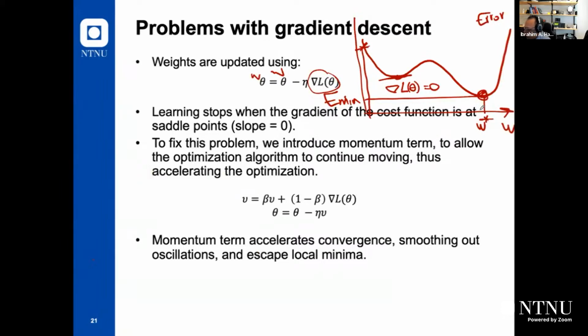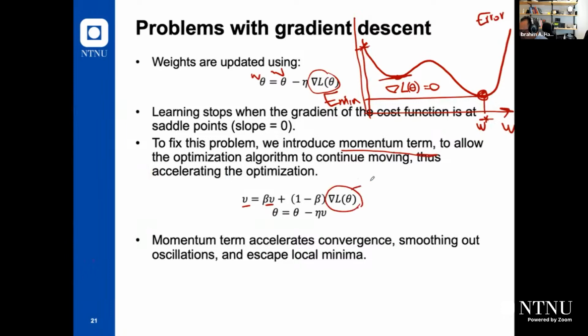And to fix this problem, we need to use something called a momentum term. And this momentum term, in fact, will allow the optimization algorithm to keep moving, to accelerate the optimization. How can we do this? We need to define a variable, we call it the speed, for example. So it will be beta multiplied by the old value plus 1 minus beta multiplied by the gradient.